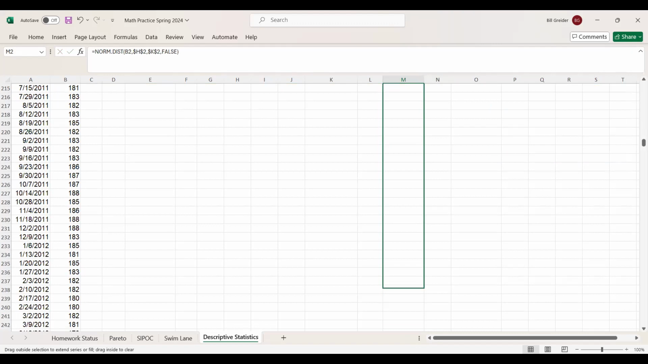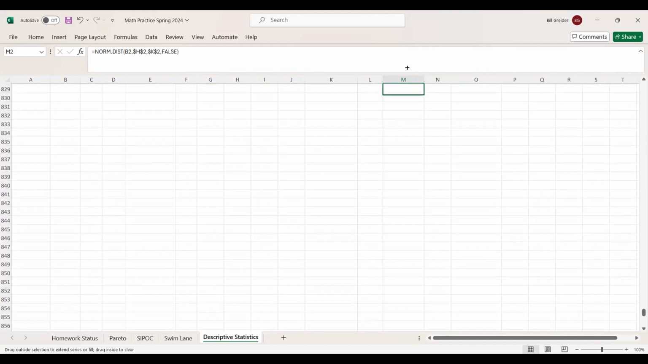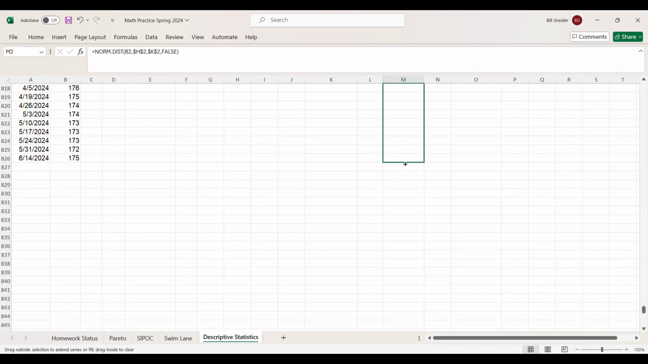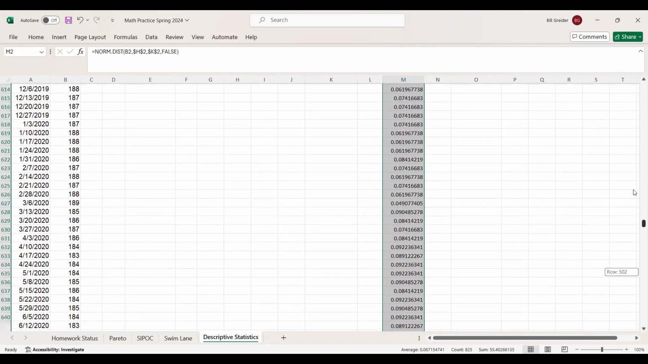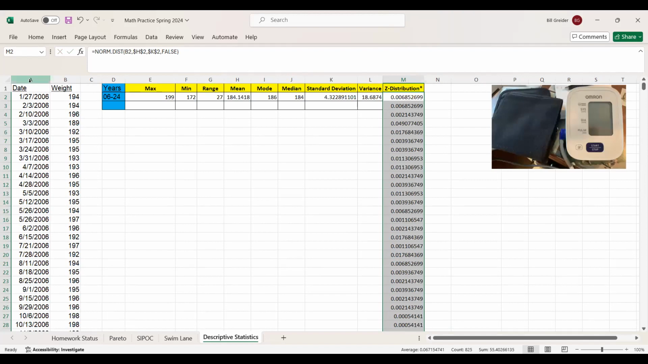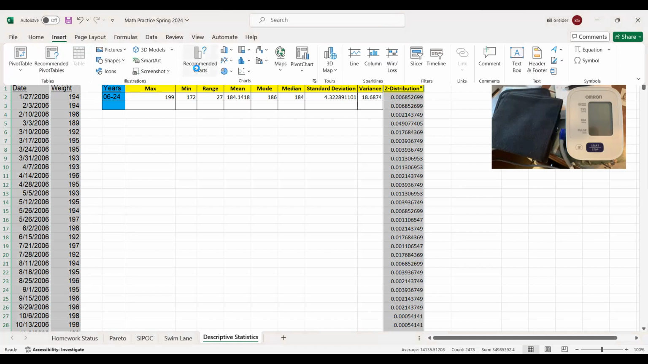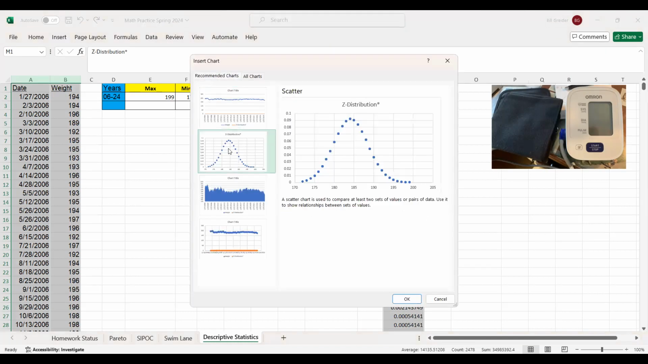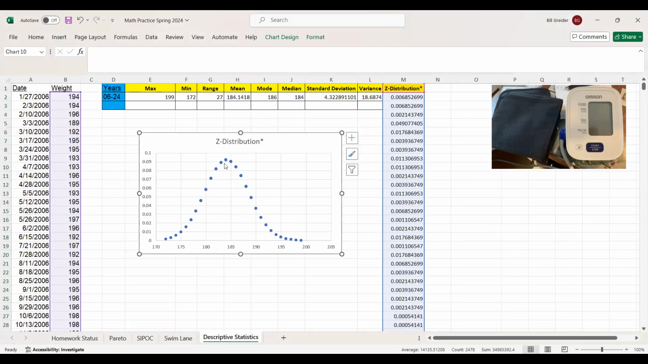And I could actually click the corner. But I'm just going to drag it down to... I'm actually sweating. Here we go. Now, graph it. Now I'm in a position I can graph it. All I'm going to grab is highlight date, hit the control button, hit weight and Z distribution, insert, recommended chart. And there is my normal curve. It's a bell-shaped curve, as you can see.